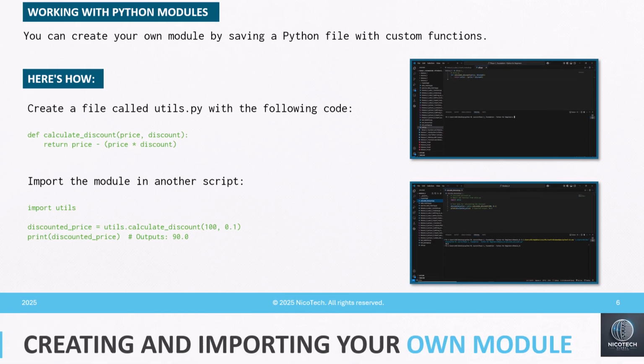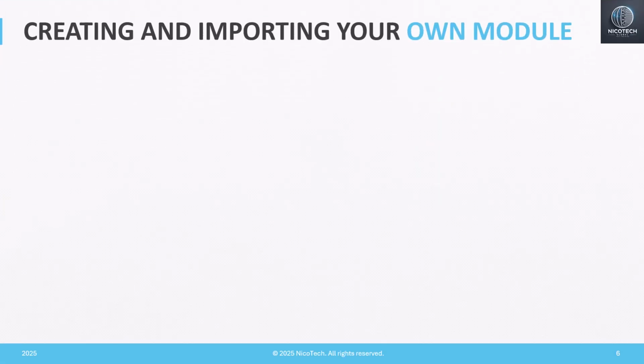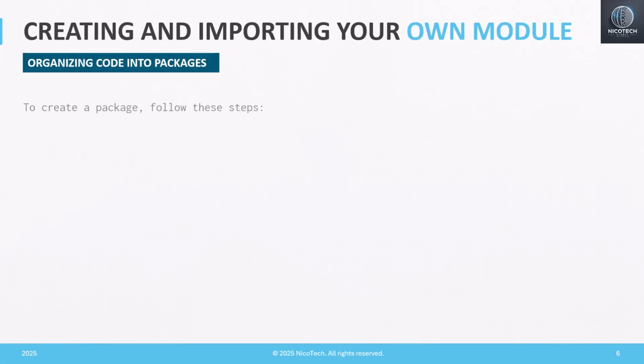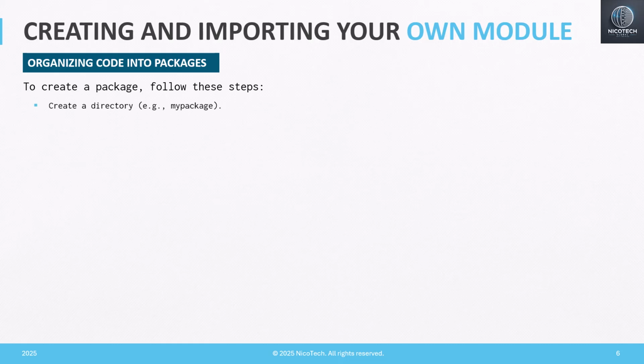Organizing code into packages. To create a package, follow these steps. Create a directory, e.g. my package. Add a special file called __init__.py. This can be empty. Add Python modules to the directory. Example directory structure. You can now import the package in your code.